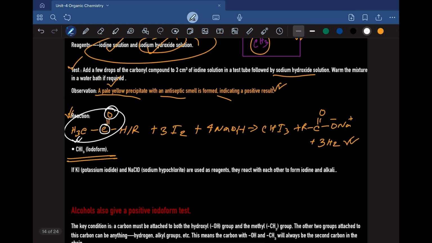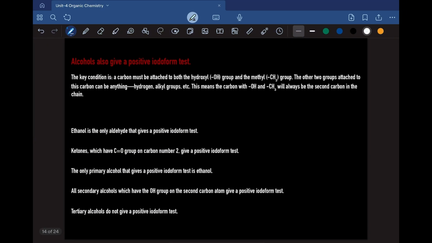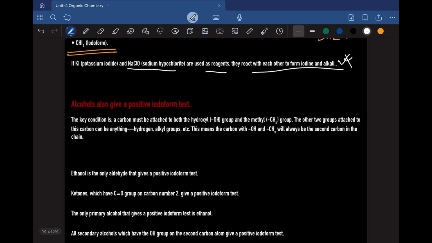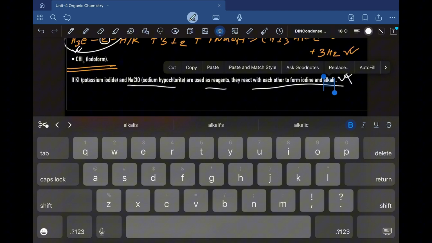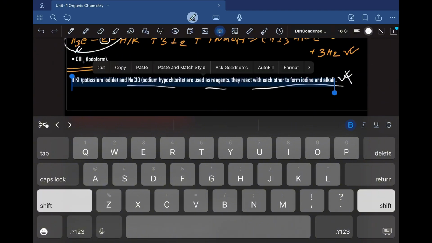If potassium iodide and NaClO are used as reagents, they react with each other to form iodine and alkali. Actually, this is not required for the time being. You can only stick with that particular part. This is an extra thing that I've given. You don't need to remember that actually. We can actually remove this part as well. This is not important for the time being.